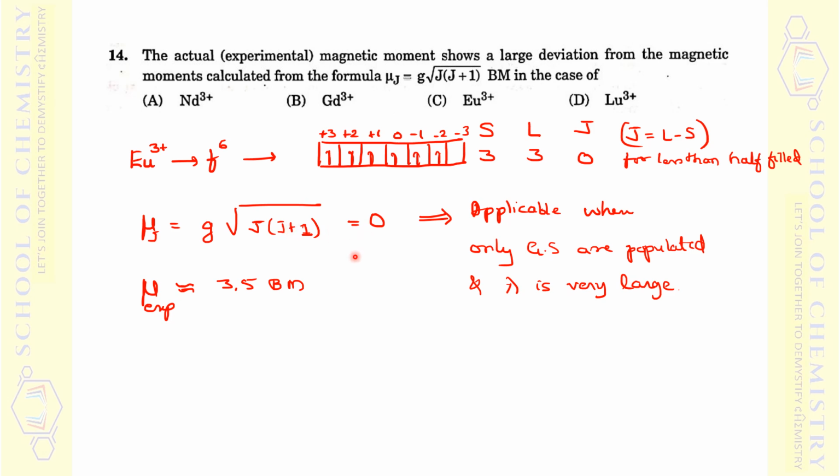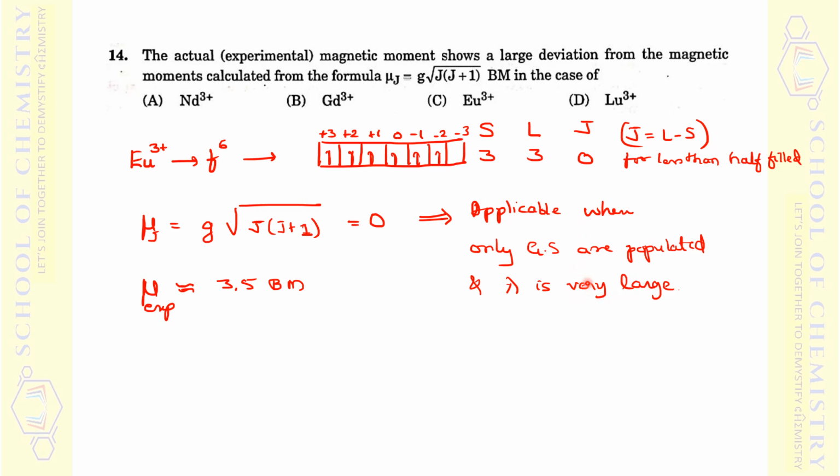But in the case of europium 3 plus complexes, the other reason, before moving to the europium 3 plus complex, we can even see that this formula will be applicable only when the ground state alone is contributing to the magnetic moment, and as I mentioned earlier, the coupling constant lambda should be very large.